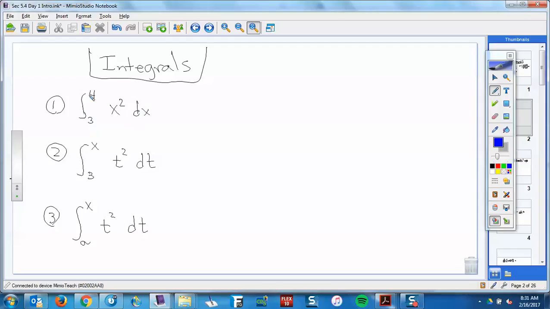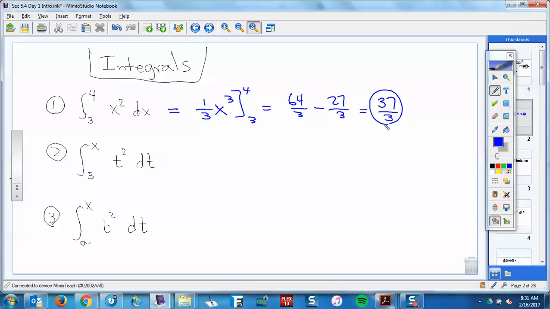Now, this one is what? What do we call this one? Definite integral. So how do we work this one? 1/3 x cubed, right bracket, 3 to 4, put a 4 in there, that'd be 64 thirds. Put a 3 in there, that'd be 27 thirds, right? Which would equal 37 thirds, right? It's just a number. It's a fixed piece of area. A definite integral is just a number, okay? That's all it is, okay?